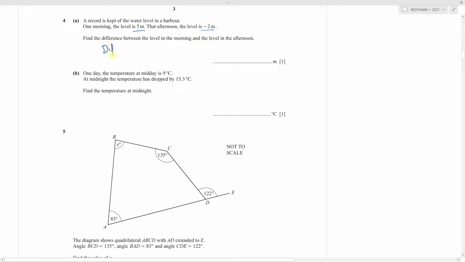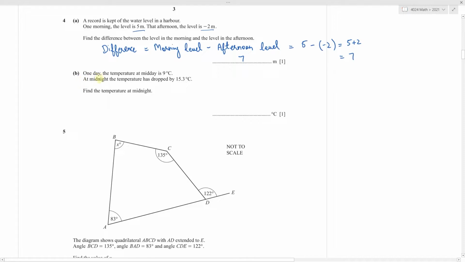So your difference will be morning level minus the afternoon level. So this will be 5 minus, and your afternoon level is minus 2. So this becomes 5 plus 2, which is 7. So your answer here will be the difference is 7 meters.